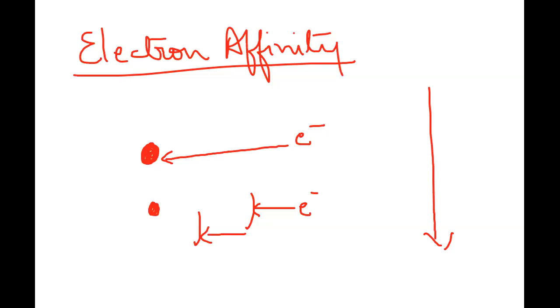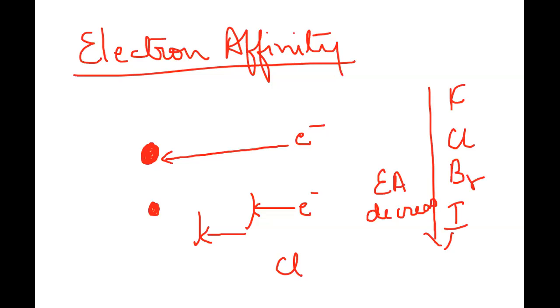So when you are going down the group, in the case of halogens, that is fluorine, chlorine, bromine, and iodine, these are the usual four ones we take. If we are going down the group, what should happen to the electron affinity values? They should decrease. But what the trend shows is that chlorine has the highest electron affinity value, then fluorine, then bromine, and then iodine.